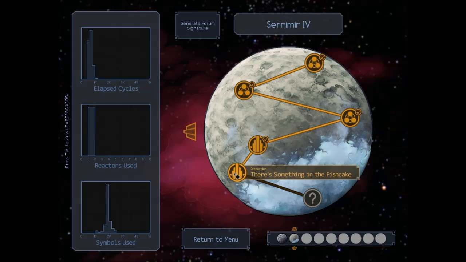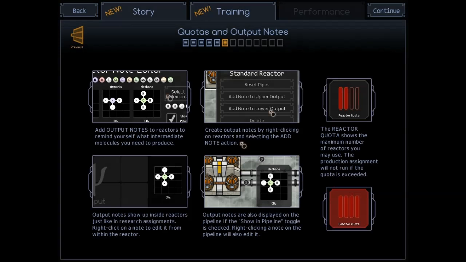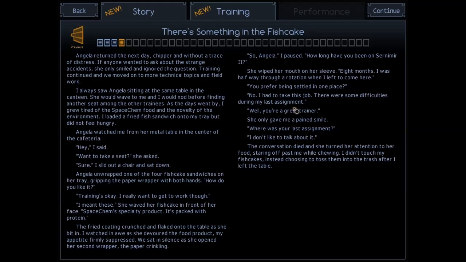There's something in the fish cake. Uh-oh, are we dealing with amines? Chipper without a trace of distress. If anyone wanted to ask about the strange accents, she only smiled and ignored the question. Training continued and we moved on to the more technical topics and fieldwork.